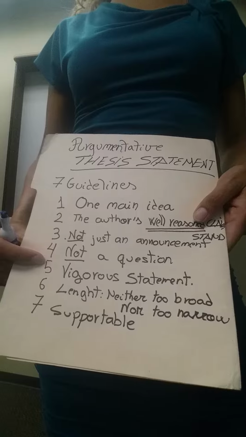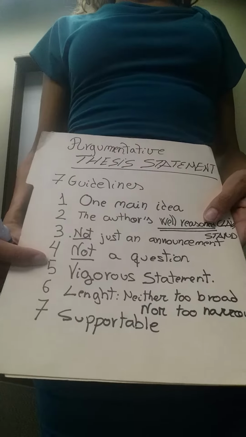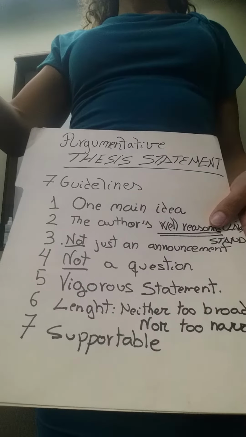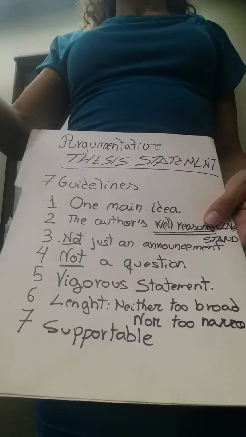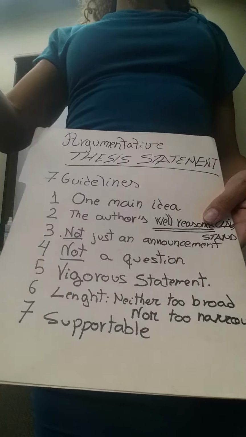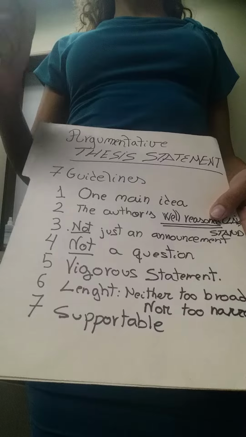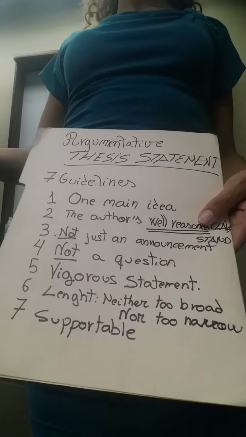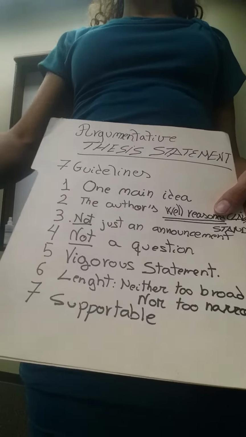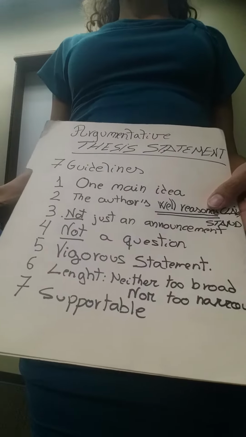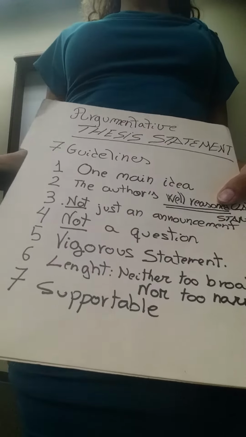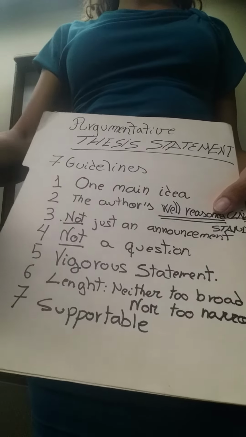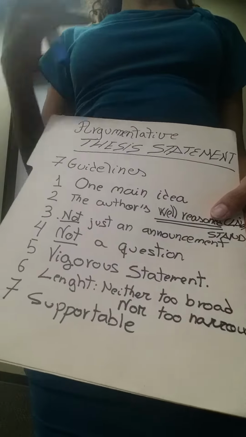Number 5, vigorous statement. Vigorous, powerful. How do we make it powerful? Do you remember some words? Very good. Modal verbs: must, needs to, have to, adding certain adverbs as well. Absolutely, for instance, it is absolutely necessary or mandatory, imperative, right? That type of adjectives, adverbs, or use of modal verbs are going to add strength to our thesis statement.